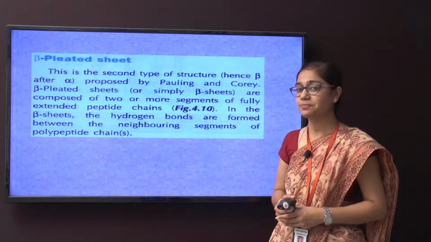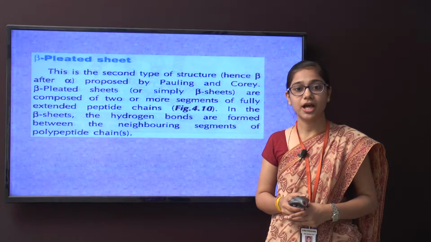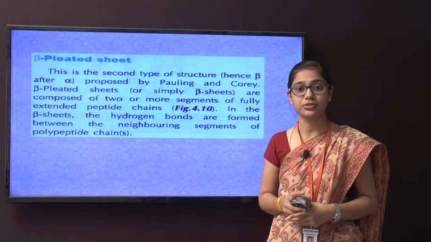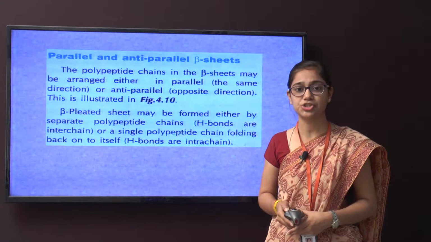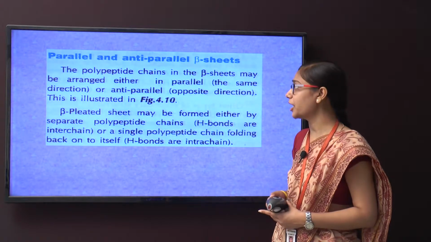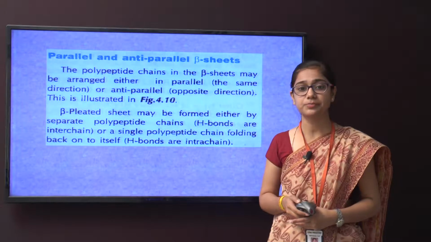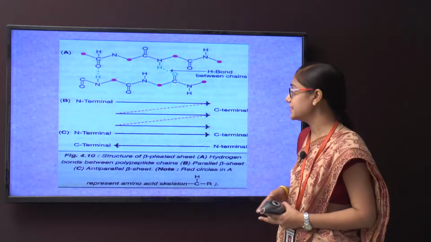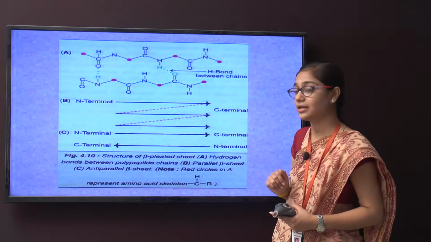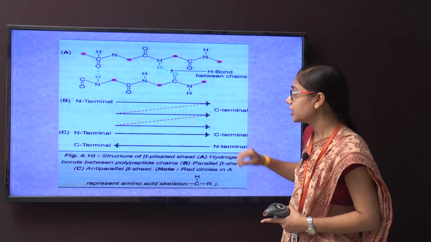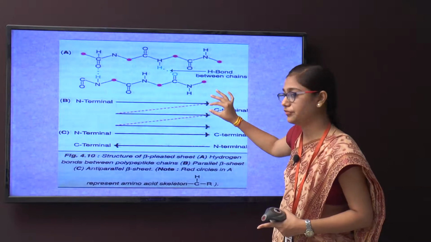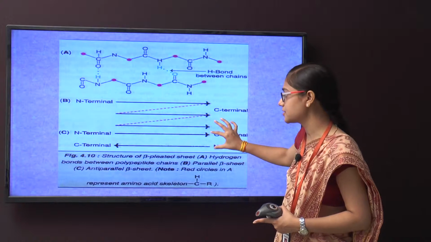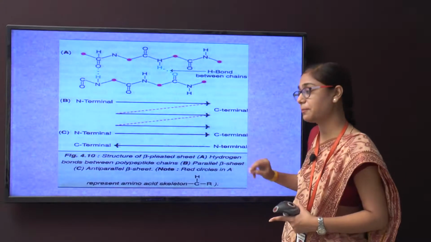Next is the beta pleated sheet. In the beta pleated sheet the hydrogen bond is also formed between neighboring segments of the polypeptide chain. There are two types, parallel and anti-parallel beta sheet. You can see here the parallel and anti-parallel. This figure B is the parallel, and this is anti-parallel. Why is this parallel?